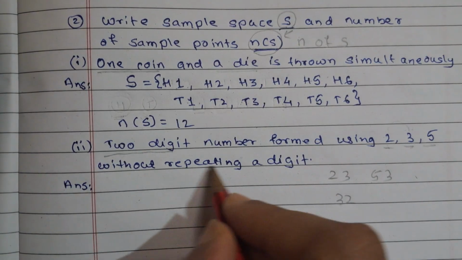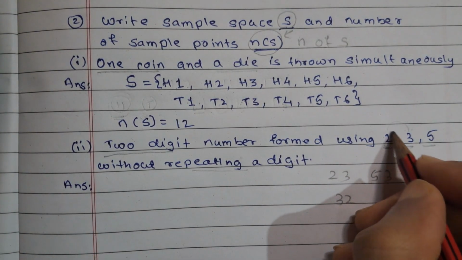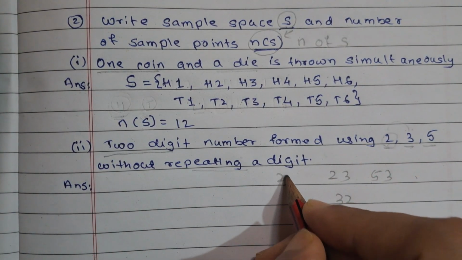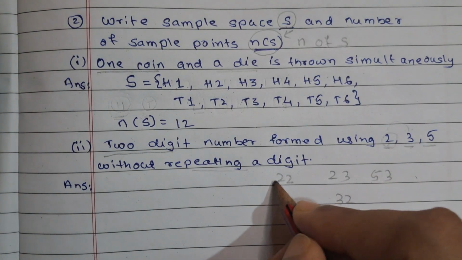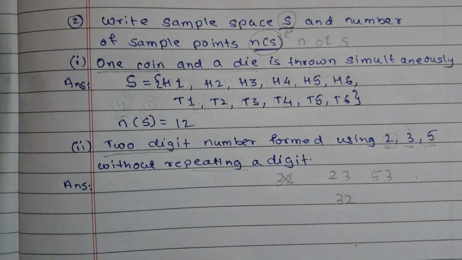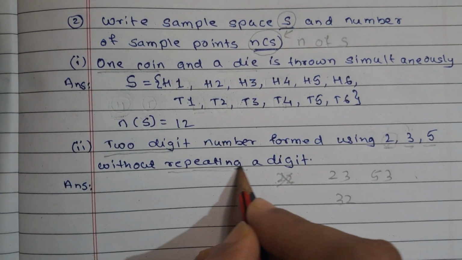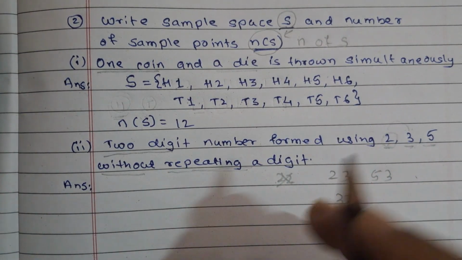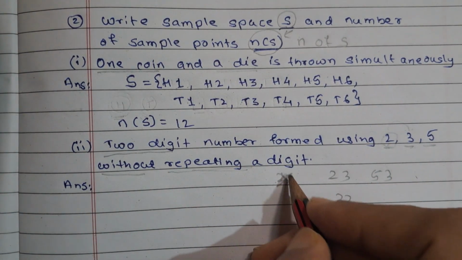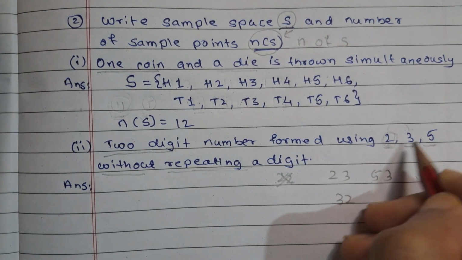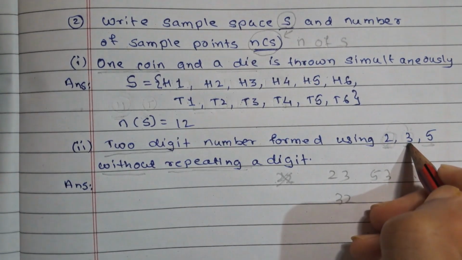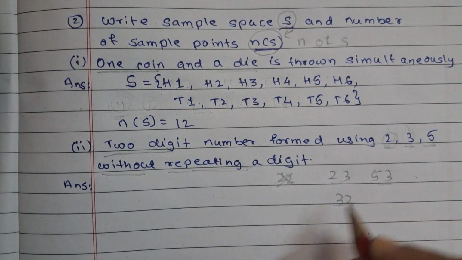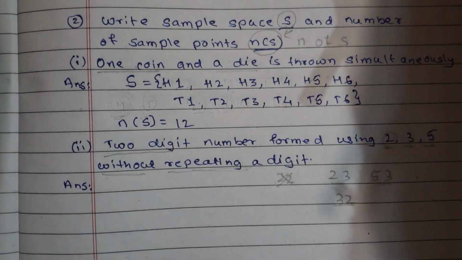But it says without repeating the digit. That means you cannot use 2 twice, like 22. 2 is there, so I am just using it twice. This is not possible because they are saying without repeating the digits. So 22, 33, 55, such repetitive numbers are not possible. You have to select one number, then the other number, select one number, then the other number, and so on. You have to create all the possible 2-digit numbers.